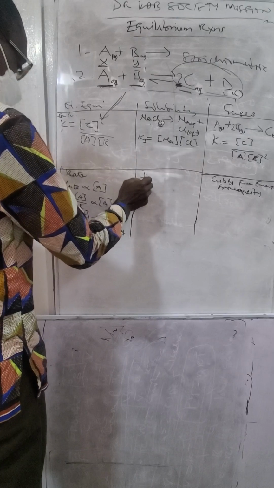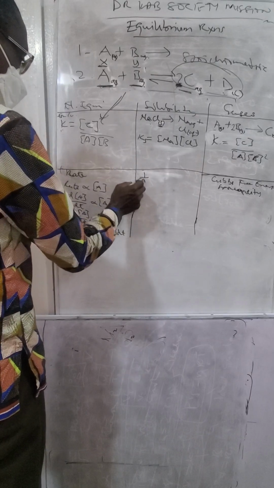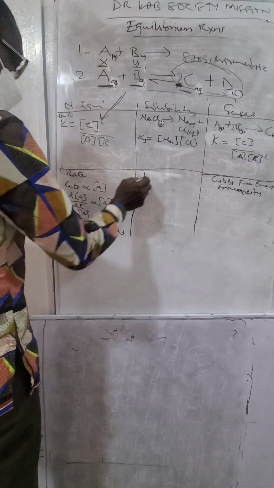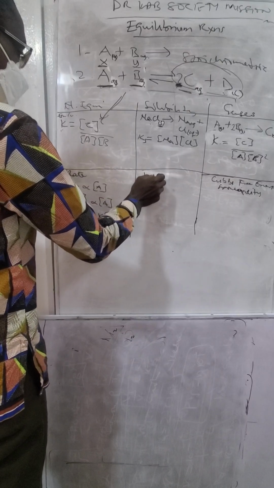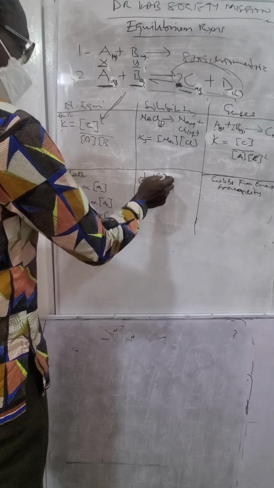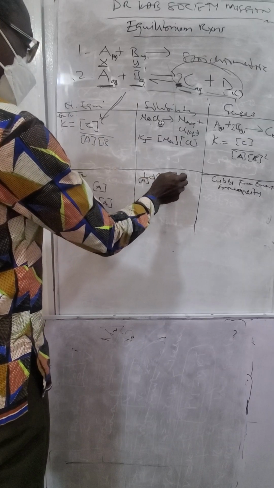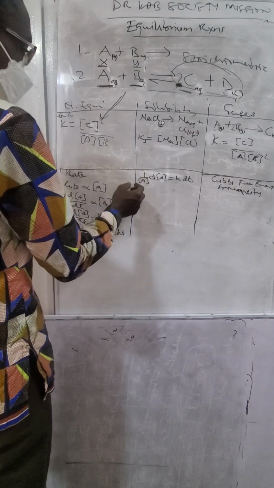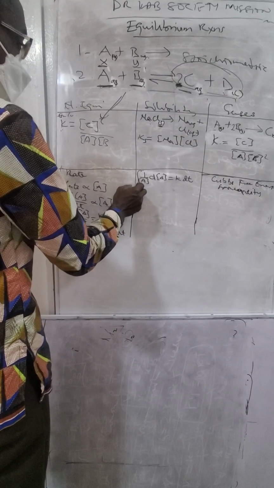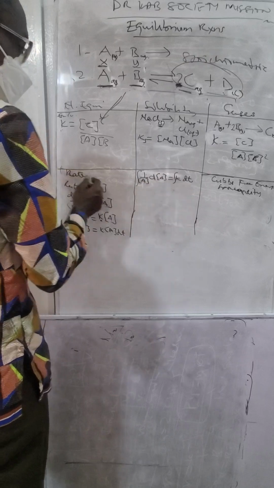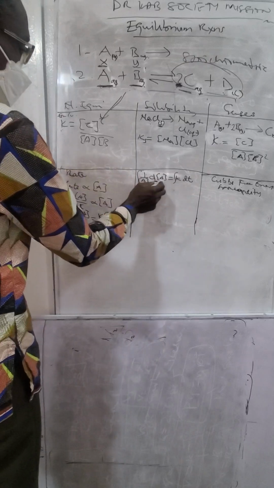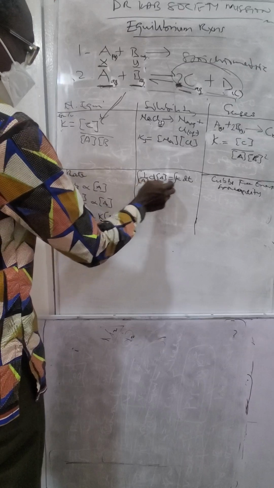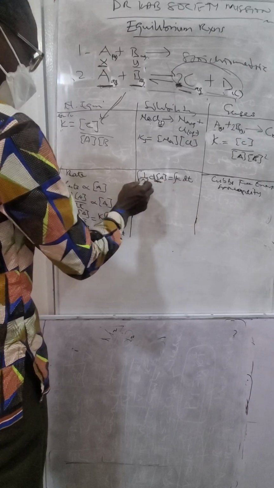1 over A, because it's multiplying, so it will come and divide that A. Okay, is equal to what? KT. So at this point we can integrate this part and then integrate that part. Because we are integrating with respect to A here, and then we integrate here with respect to T.